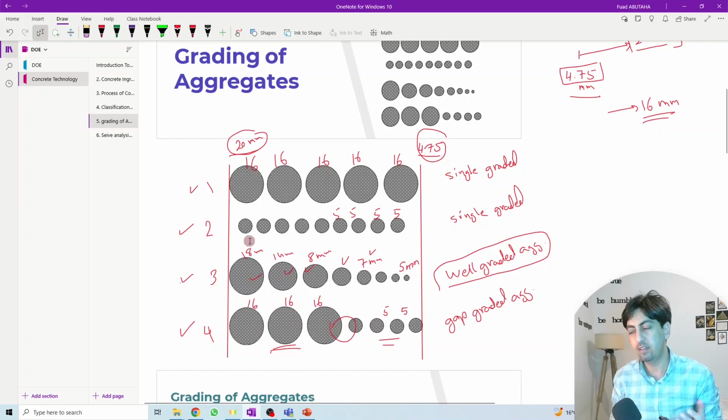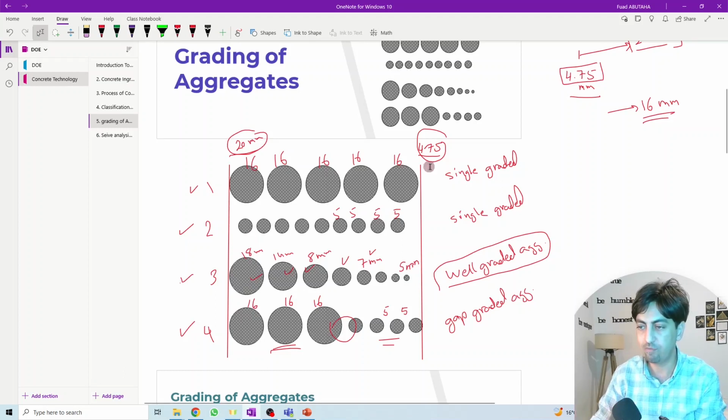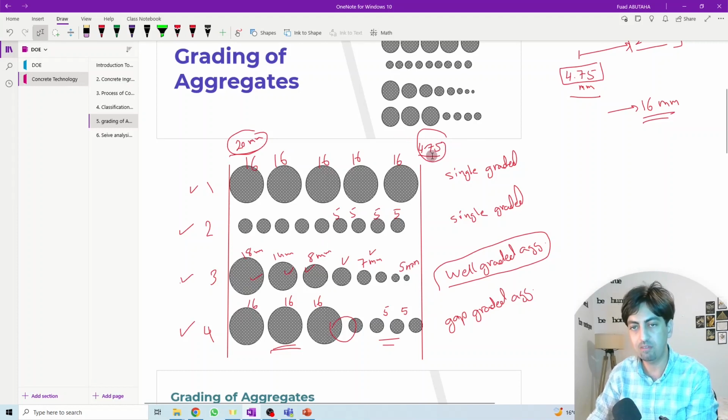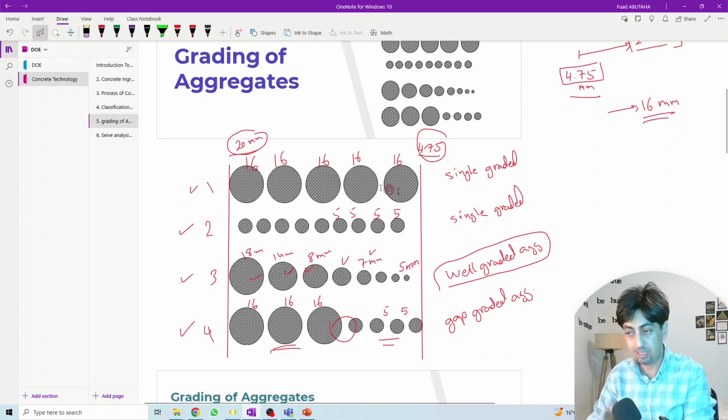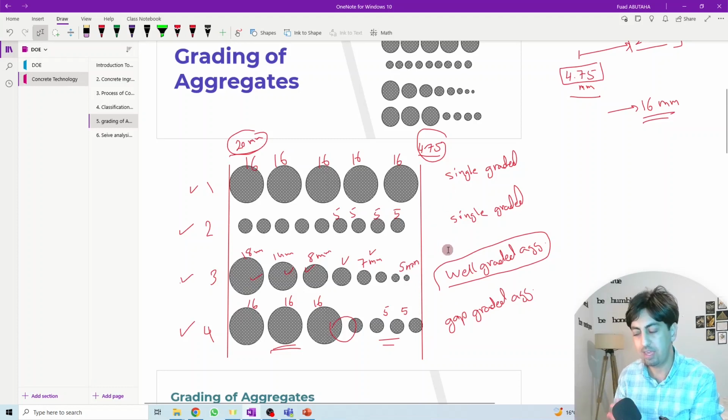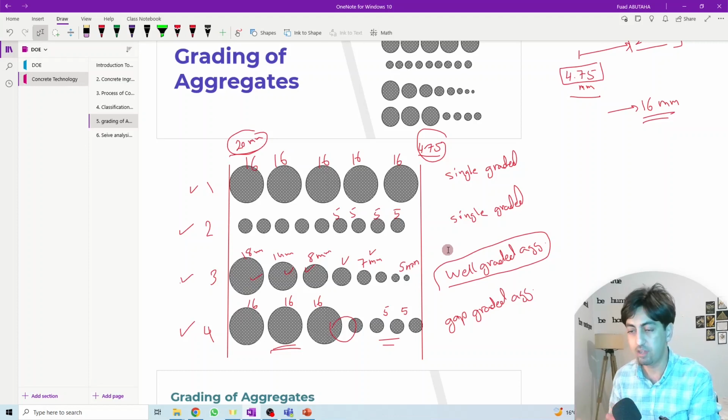So the question here is: if I have a sample of aggregates, and the particle size ranges between 4.75 as a minimum and 20 millimeter as a maximum, how do I know whether this sample is single graded, well graded, or gap graded? How do I know the grading of the sample aggregate on my site?